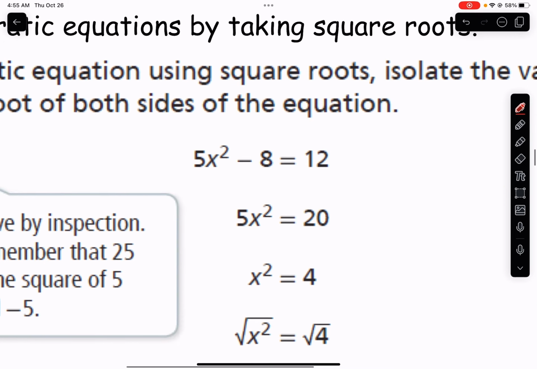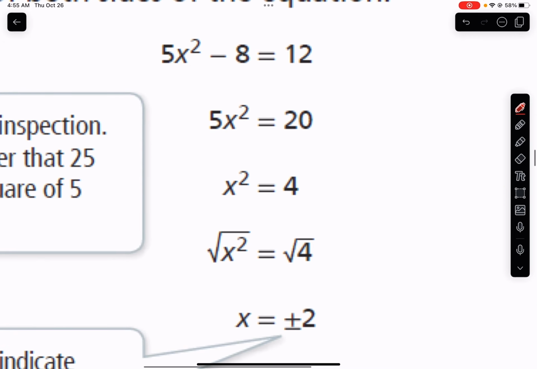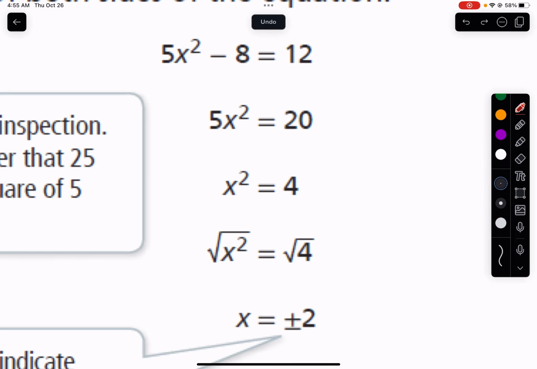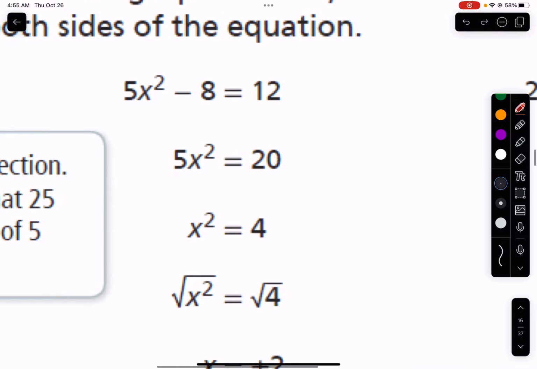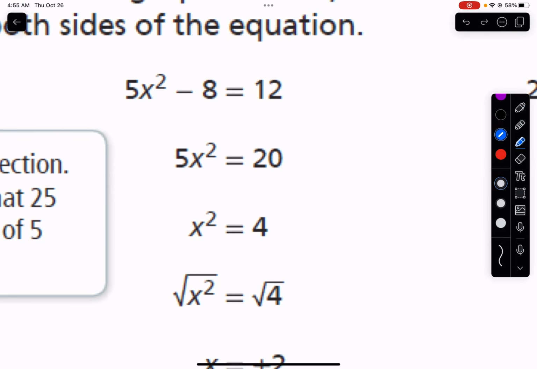All right. So this problem is a little bit more complicated, but we can totally handle it. What we have to do here is work to get the x squared by itself. In this first problem, the x squared was already by itself. Here, we have to work to get this guy by himself first.